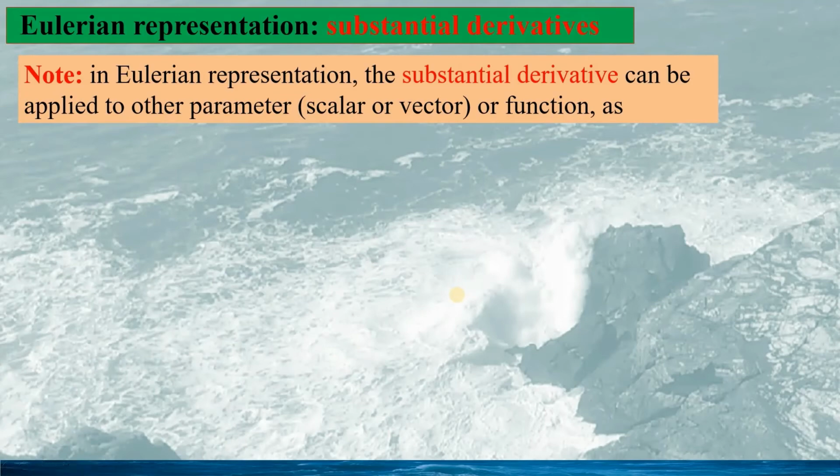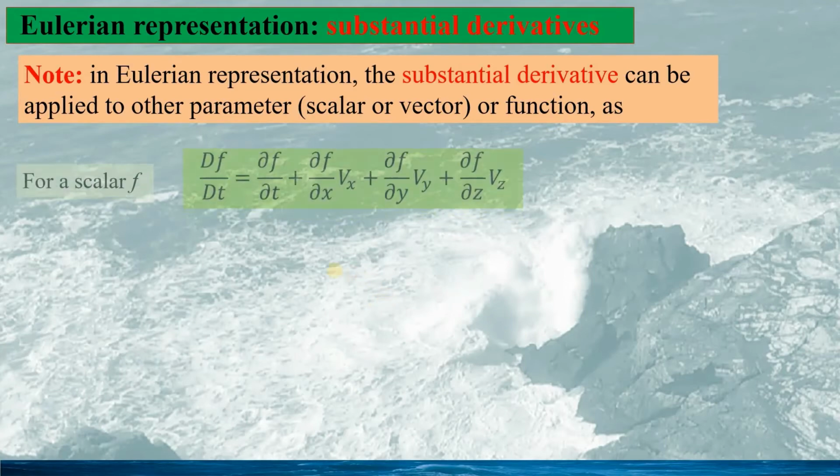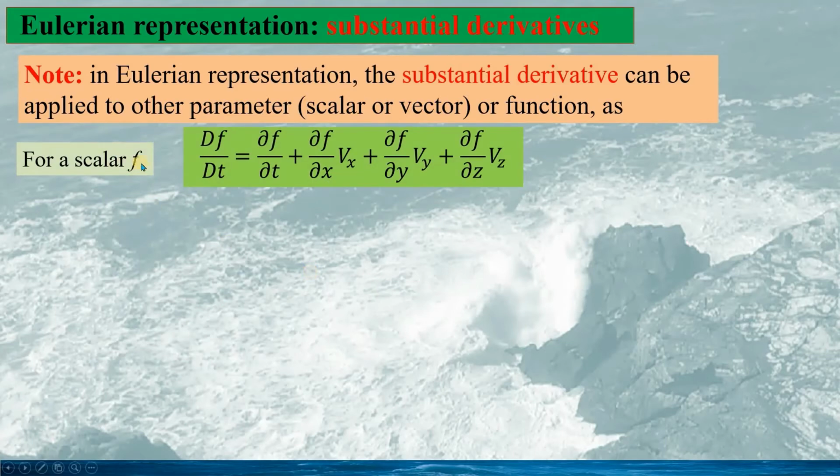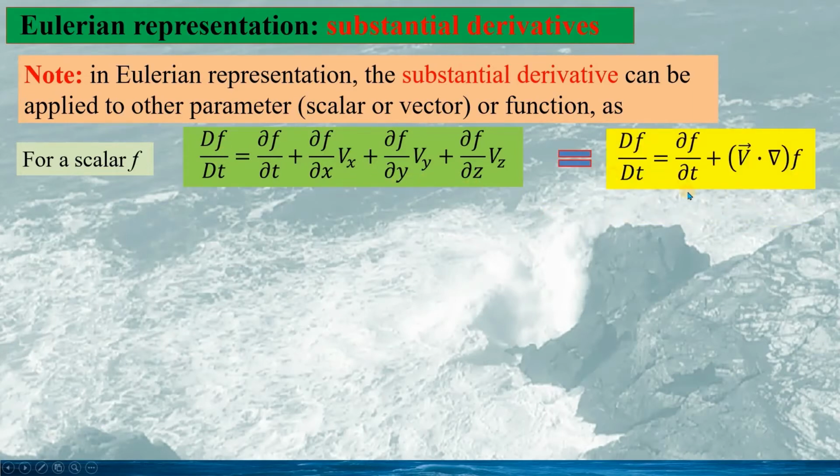In the Eulerian representation, the substantial derivative can be applied to other parameters or functions. For instance, for a scalar f, its substantial derivative is calculated as this. This is equivalent to the expression as this. This expression is a compact form of the expression, but the understanding of this form is more difficult since the very mathematical expression in here, the Leblanc operator in here.